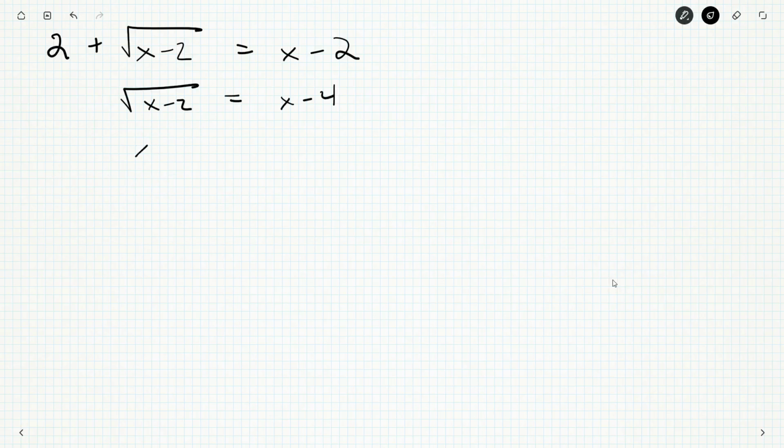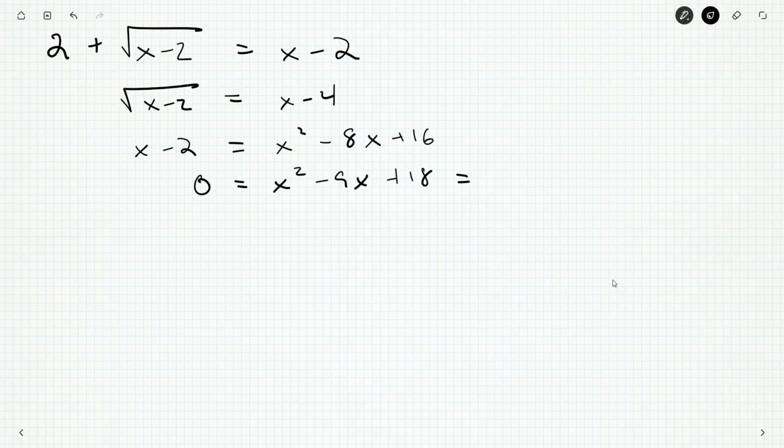Now let's square both sides, and the square root sign completely disappears on the left-hand side. And we get x squared minus 8x plus 16 over here. And now we've got a quadratic. So we'll bring everything over to the right-hand side. x squared minus 9x plus 18. Oh, that looks factorable. Negative 3 and negative 6.